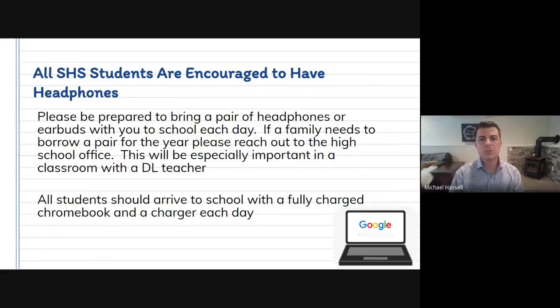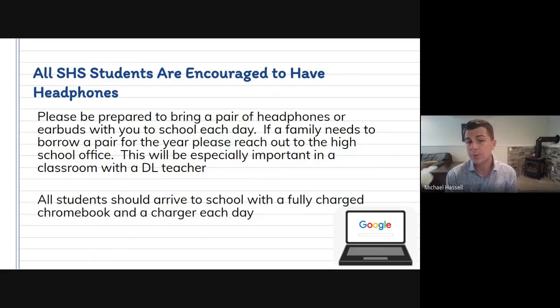All Scituate High School students are encouraged to have headphones. This was a kind of last minute change that we realized that we absolutely need. Last week, the teachers came back for professional development and a teacher orientation day, and we realized that whether students are in person or at home, they're going to need those headphones. If they don't and they're joining a Google Meet and they can hear their volume, it's going to get picked up on those other Chromebooks, and there's going to be some echoing happening.